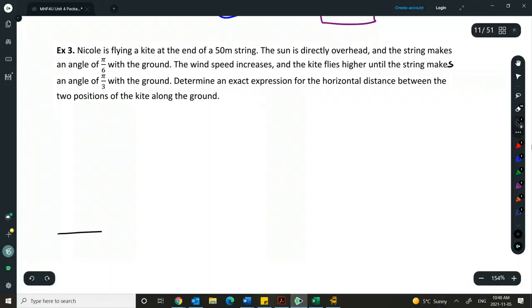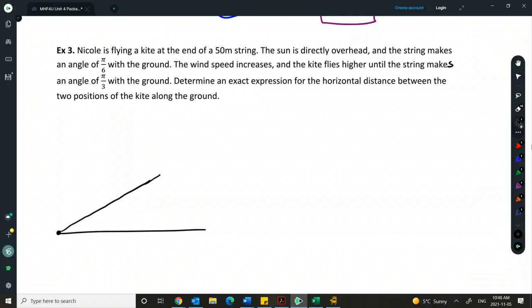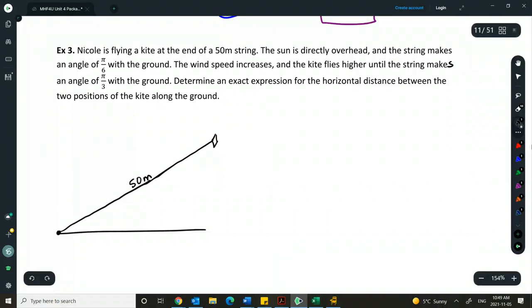Okay, so we have a kite string. Here's the ground. We've got a kite string. Let's say it's being let out from here. And the wind speed is kind of low, so the kite is kind of low to the ground. Let's say it's something like this, right? And actually, we might as well just go up to this. So here's our kite. This is the first position. This is 50 meters. Okay, and we know that the kite string makes an angle of pi over 6 with the ground.